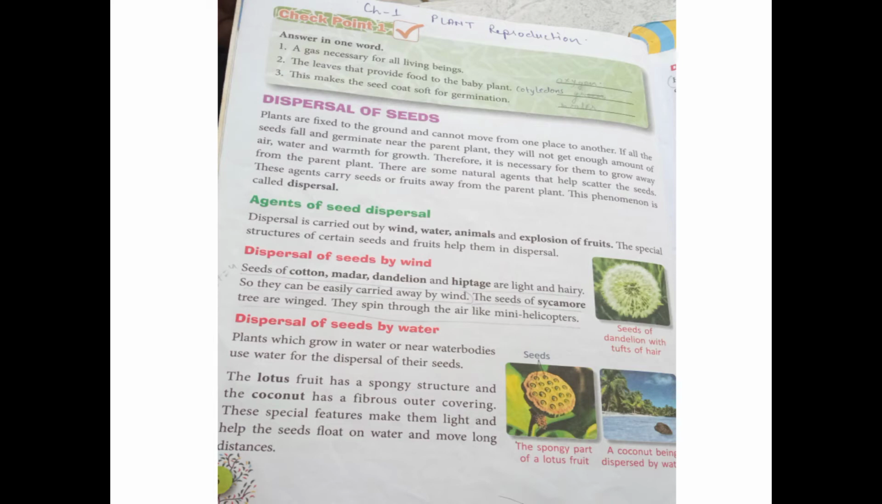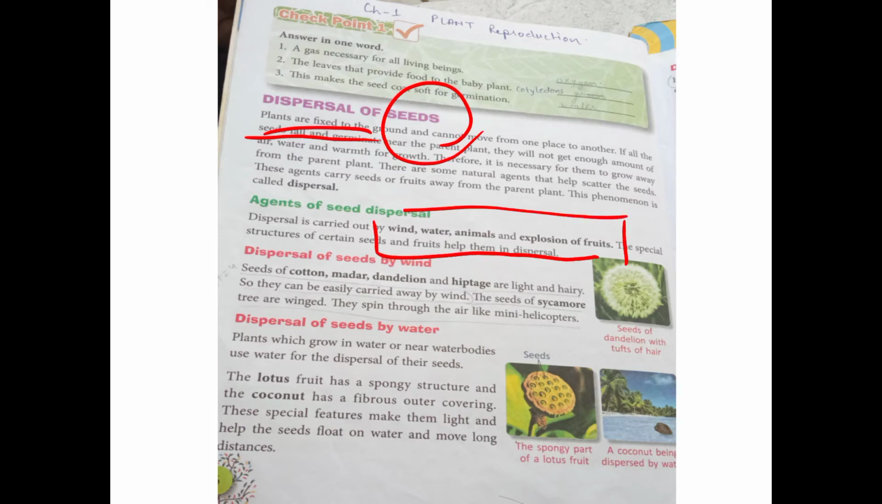Now come to the dispersal of seed. Dispersal itself means to disperse, spreading. तो हम लोग किस चीज़ को spread करने वाले हैं? We are going to spread seeds. There are some agents for spreading it. The agents are wind, water, animals, and explosion of fruits.